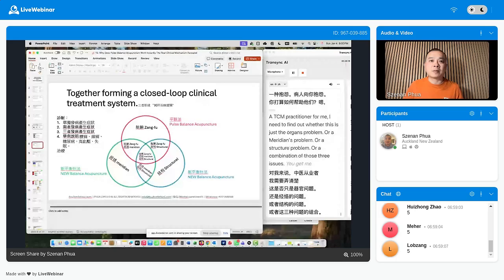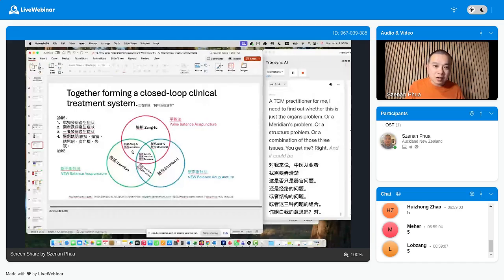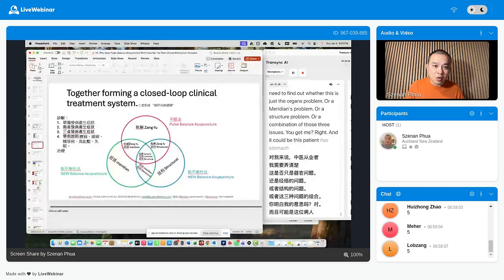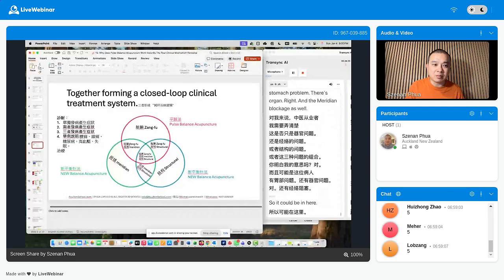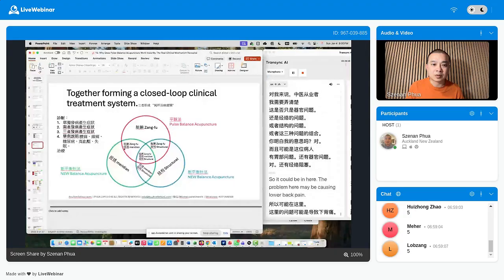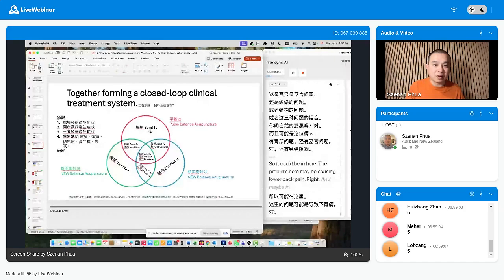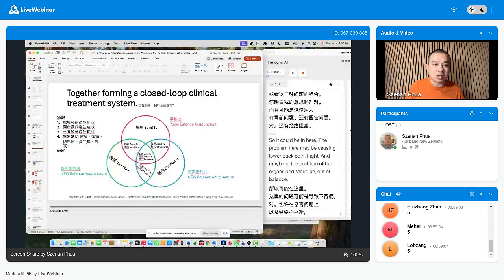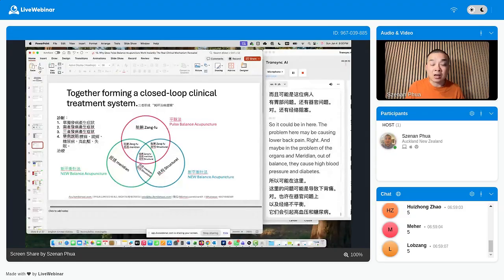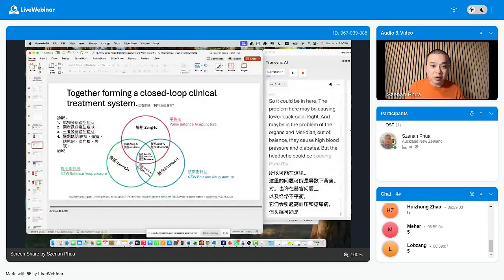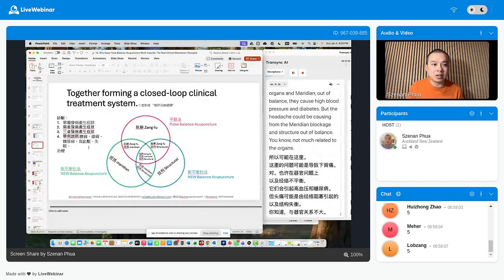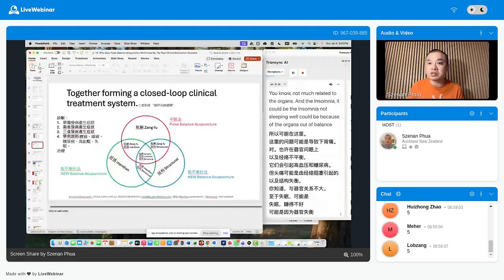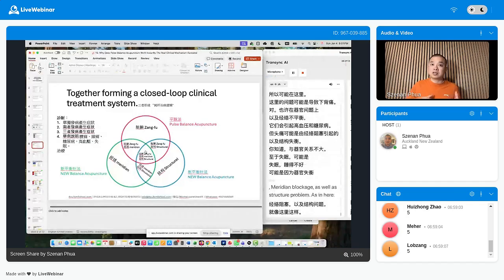You get me? Right. And it could be this patient has a stomach problem, that's organ, right? And the meridian blockage as well. So it could be in here. The problem here may be causing lower back pain, right? And maybe the problem of the organs and meridian out of balance causes high blood pressure and diabetes. But the headache could be caused from the meridian blockage and structure out of balance, not much related to the organs. And the insomnia, not sleeping well, could be because of the organs out of balance, meridian blockage, as well as a structural problem, as in here. You get me? Are you following?